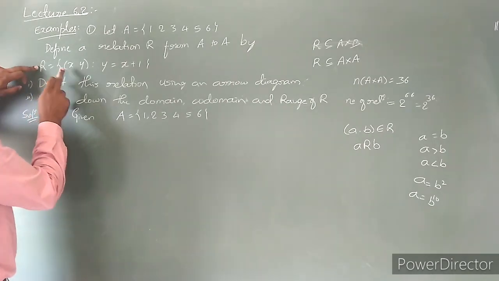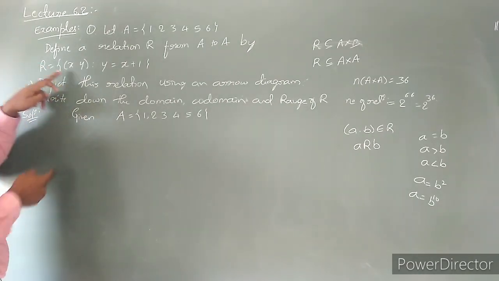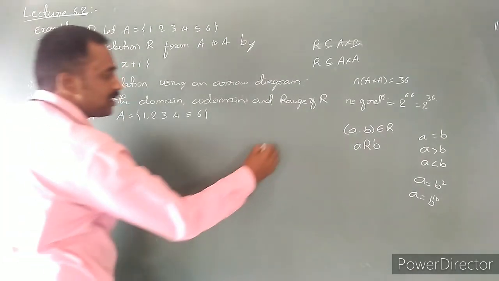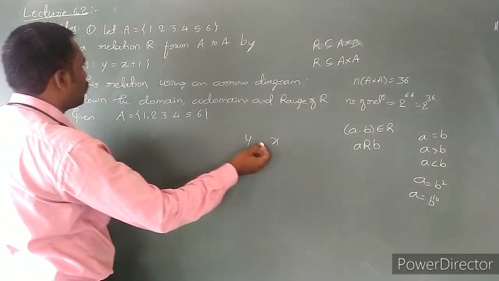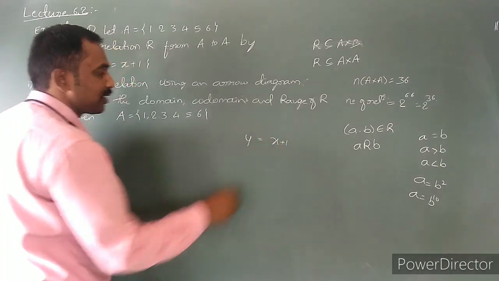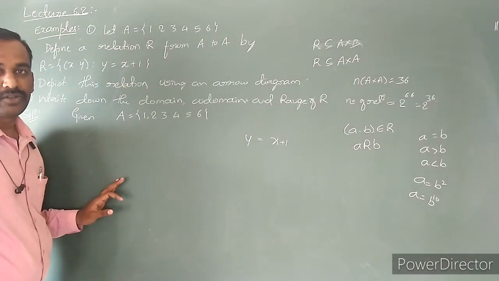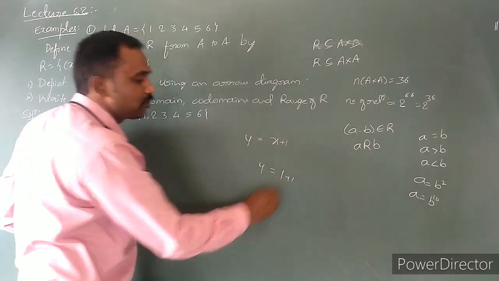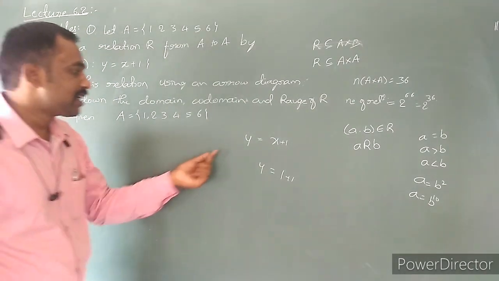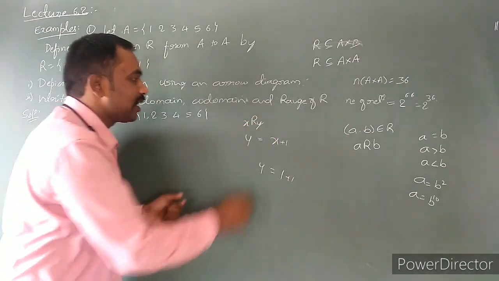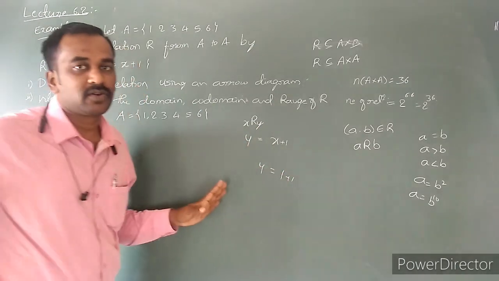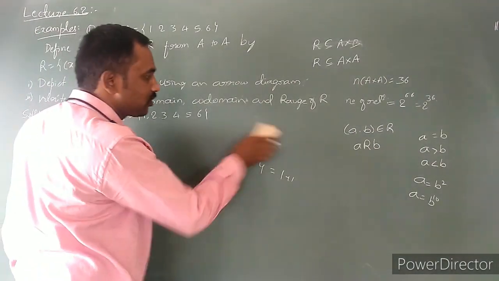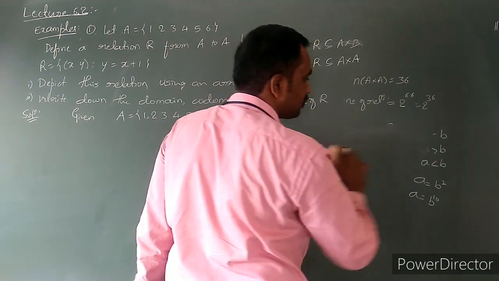Instead of giving a, b, here they have given x and y. How are x and y related? x and y are related in such a way that y is equal to x plus 1. When 1 is added to x, it equals y. For example, take x value 1, what does the y value become? When x value is 1, y value becomes 2, because we add 1 to x. This is how x and y are related. x is related to y. How is x related to y? y is equal to x plus 1. Have you got the meaning of the question? Okay, I hope you got the meaning of the question.